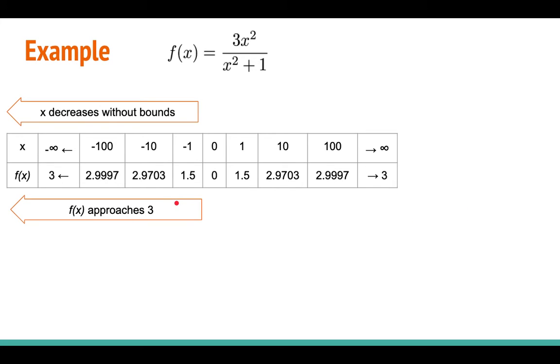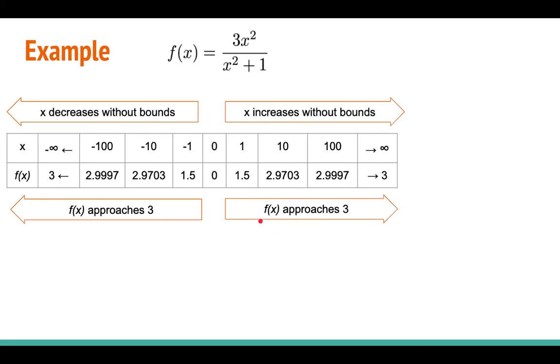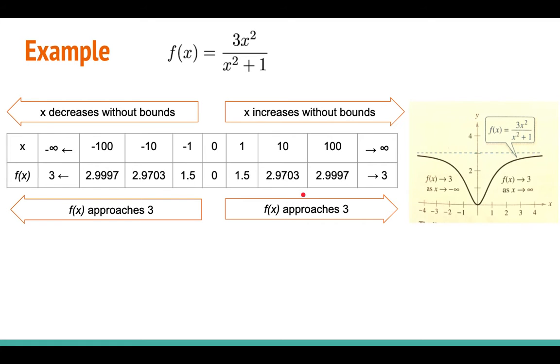We can see this numerically by doing a table. This is always one way we can do with limits. If we graph it, this is what the graph is going to look like. And you can kind of see here, it's approaching f of x equals 3. So that's our horizontal asymptote. That's our end behavior.